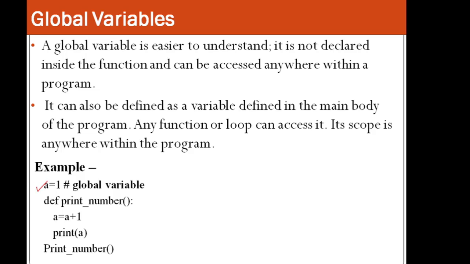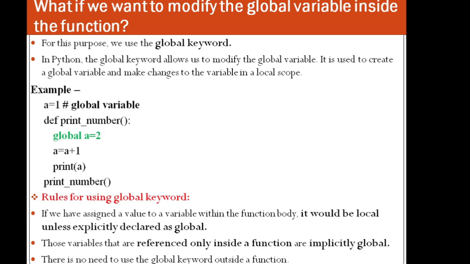So here, look at the example. We have declared this global variable because it is outside the function. And when you try to access this a inside this function, it is accessible and you are able to print it. Fine. So this a being the global variable is accessible inside the function as well. So what if we want to modify the global variable inside the function?